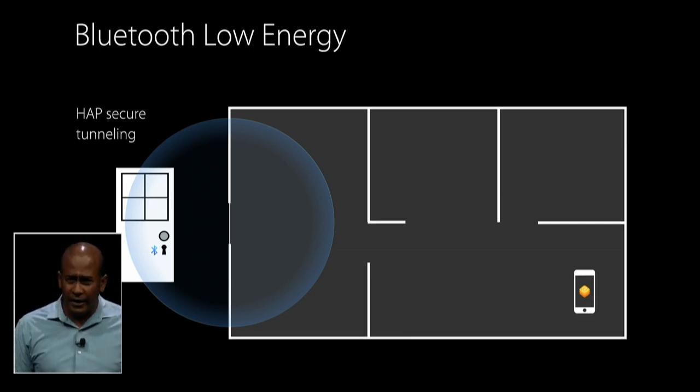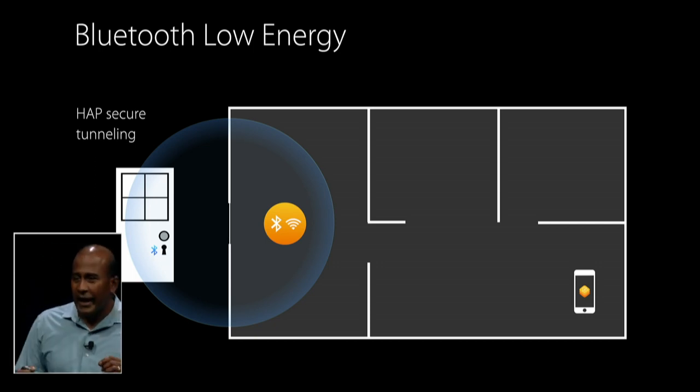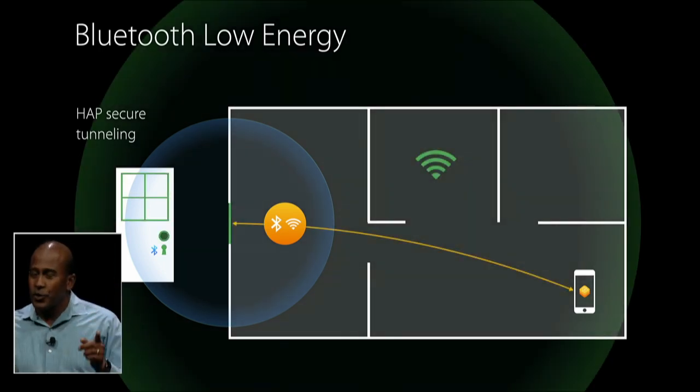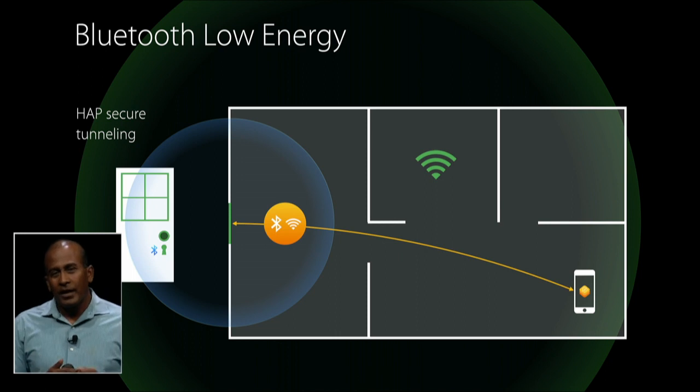HAP secure tunneling enables an intermediate device to associate over Bluetooth Low Energy to the accessory and expose it as an object over Wi-Fi to iOS device. So there you go. Now you have a device that is a HomeKit accessory that provides range extension with HAP secure tunneling.